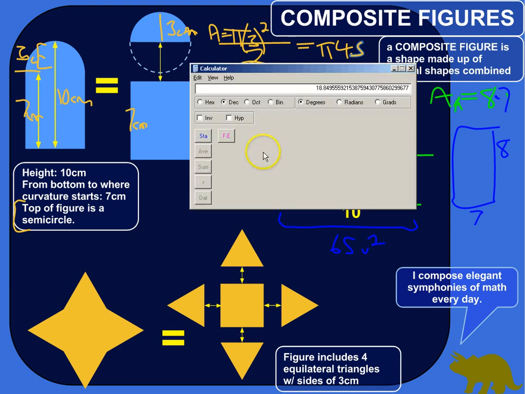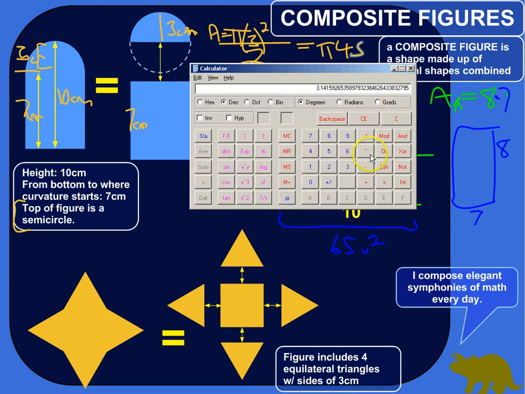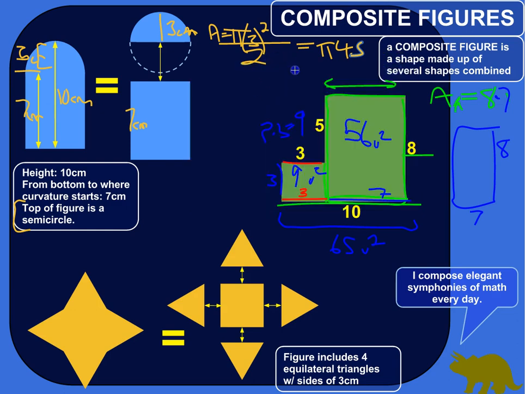Just grab a calculator so we can get pi, hit the pi button, times 4.5. So the area of the semicircle is roughly 14 centimeters squared. Okay, now does this help us get the length of the rectangle? Well, if the radius is 3 centimeters, then that means the diameter is 6 centimeters.